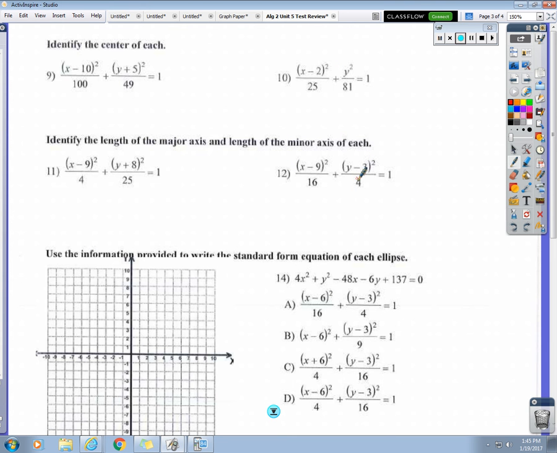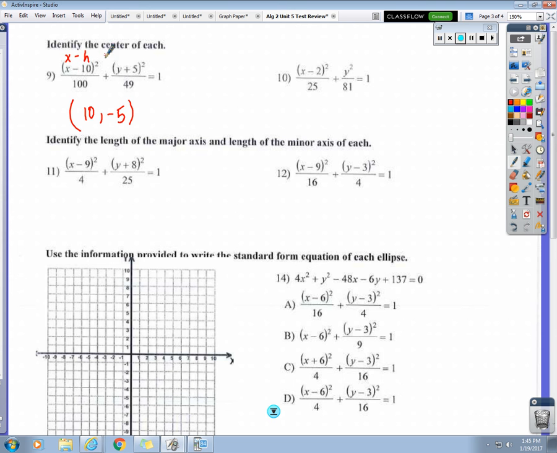Alright, number 9. Identify the center of each. Remember, the center of an ellipse is the h and the k. So what's in the h place of this formula? A 10. And what's in the k? A negative 5, though. Remember, since the formula is x minus the h, it's just 10.